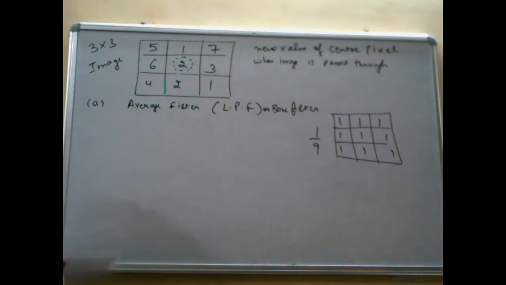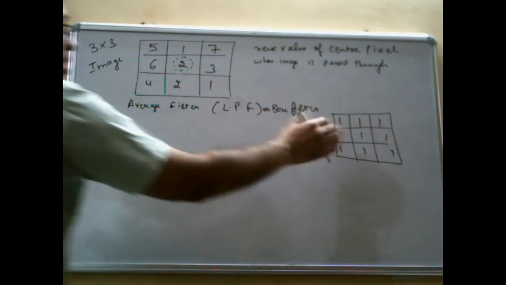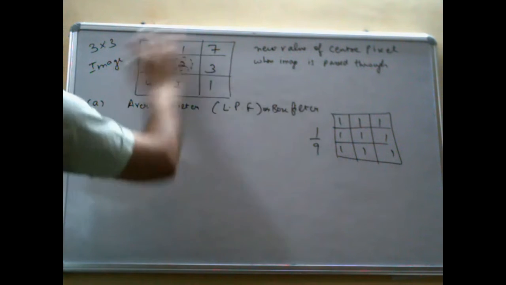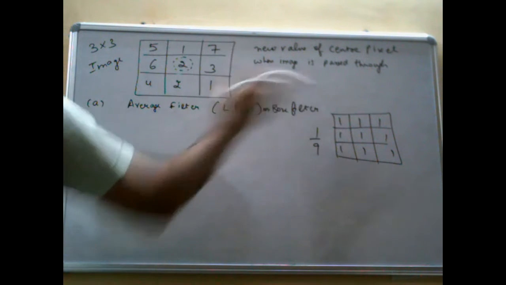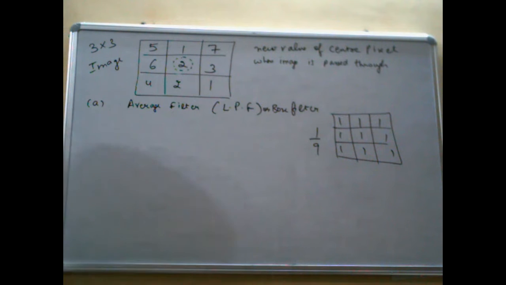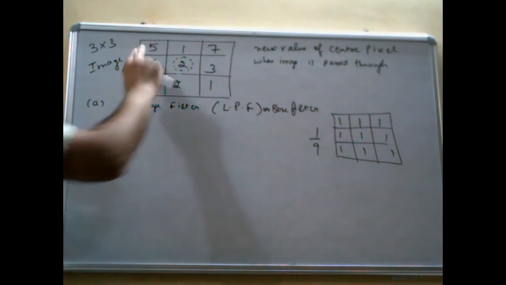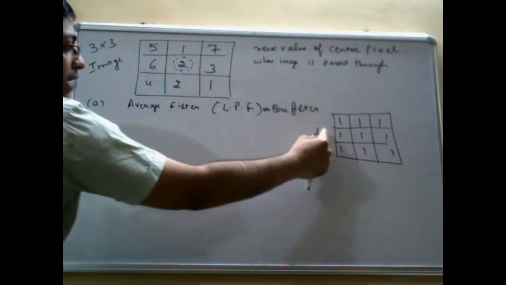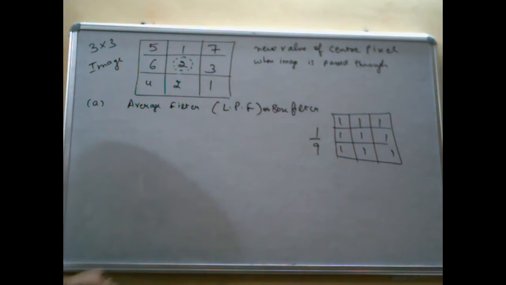Okay, how to do that? You multiply this 1 with 5, 1 with 1. So you multiply each element with 1, then add the results and multiply by 1/9. So basically you add all these numbers and multiply by 1/9, that is, take the average. Okay, that's how you will get the answer.